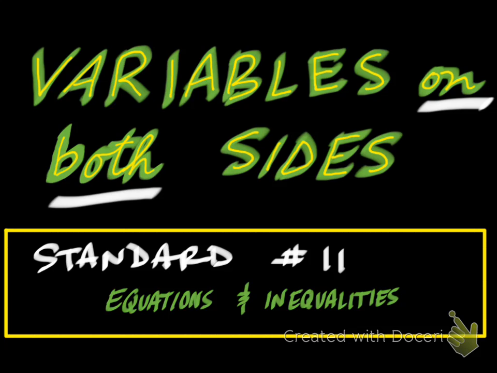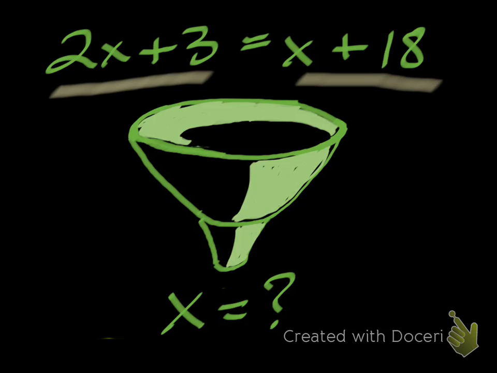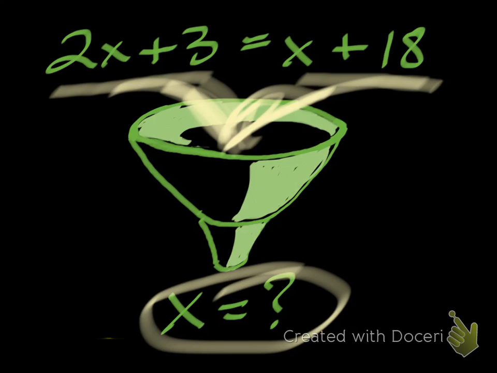This video is for Standard 11 about equations and inequalities, and we're looking at equations and inequalities that have a variable on both sides. Basically, instead of having just some numbers and a variable on the left or the right, and maybe just a number on the other side, we're going to take variables and numbers on both sides, dump them into the funnel, and when it comes out, we just want one value, one unknown, x or whatever our variable is, equals whatever else.